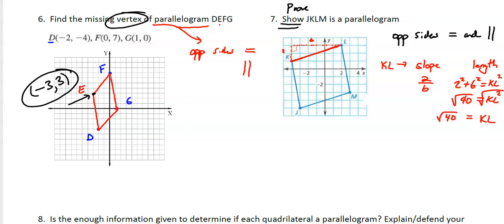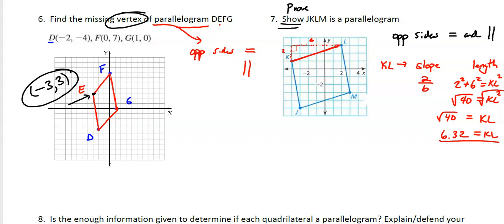Which is somewhere a little bit bigger than 6. I'll go to my calculator, double check it out. Radical 40. It's looking like it's 6.32. 6.32 is the length of KL. I really didn't need that, though. I could just call it radical 40.